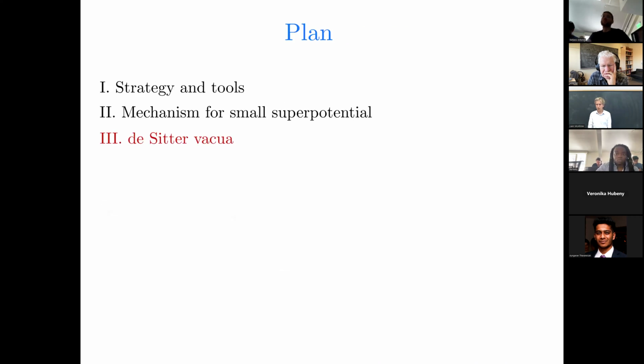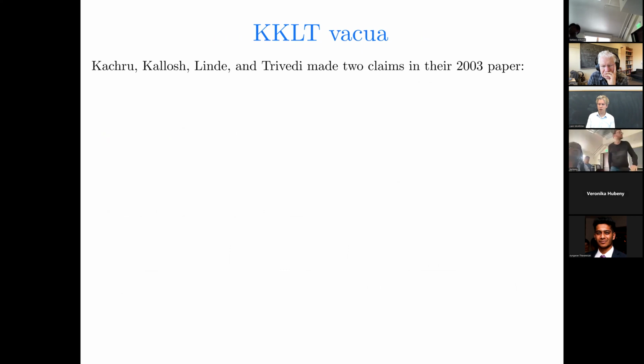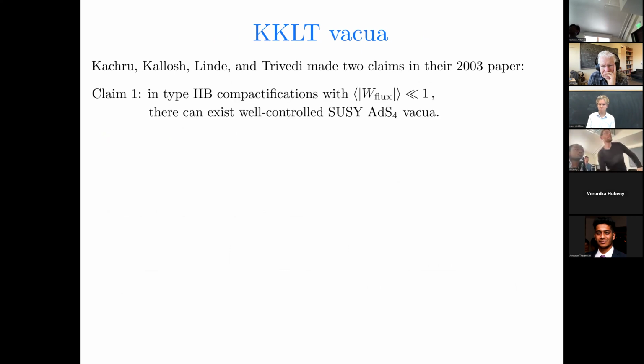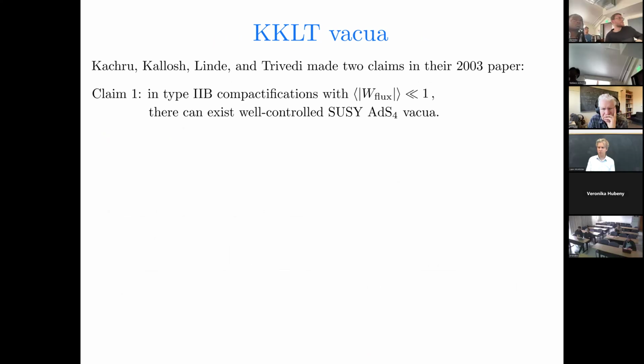Okay, so now let's turn to de Sitter vacua, built on this same framework. So KKLT made two profound claims in their 2003 paper. Their first claim is that in type IIB compactifications in which the superpotential from fluxes is exponentially small, there can exist well-controlled supersymmetric vacua. Yes, question.